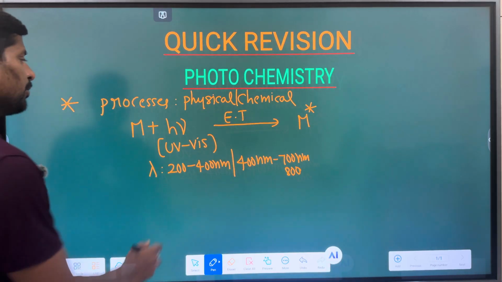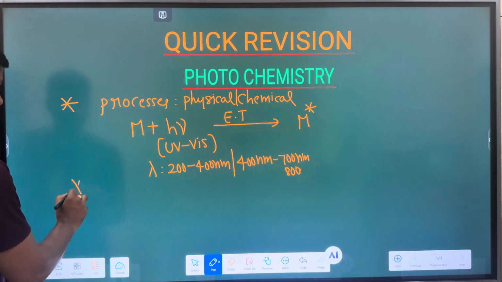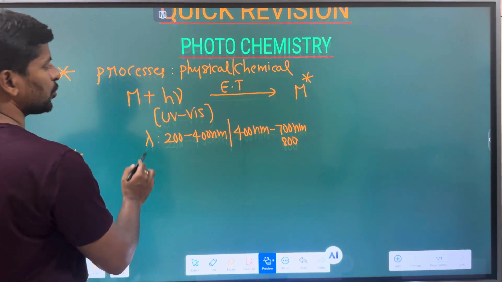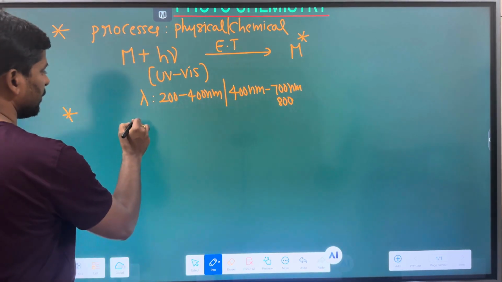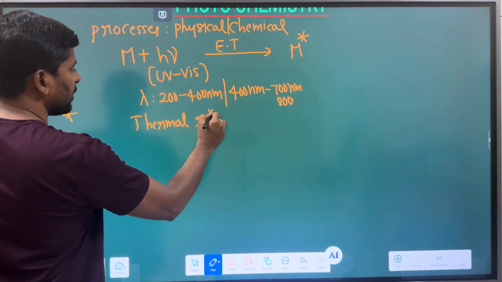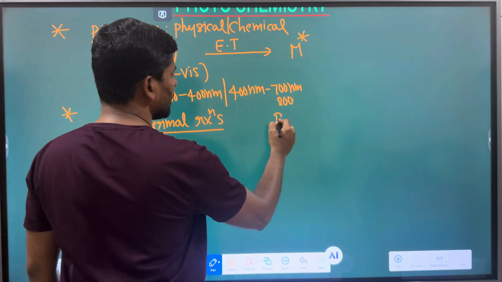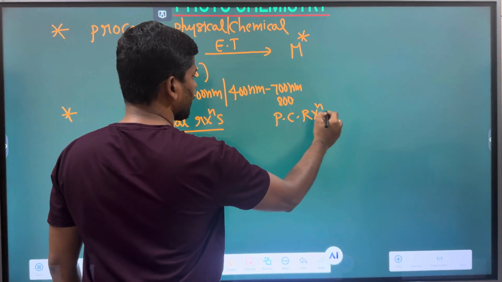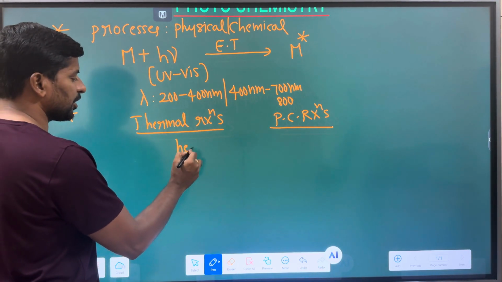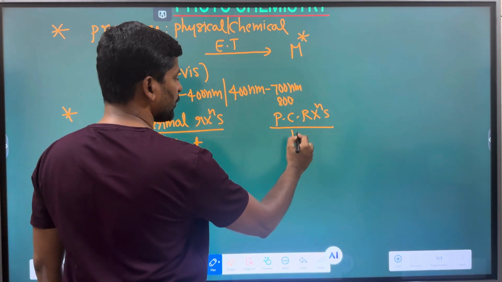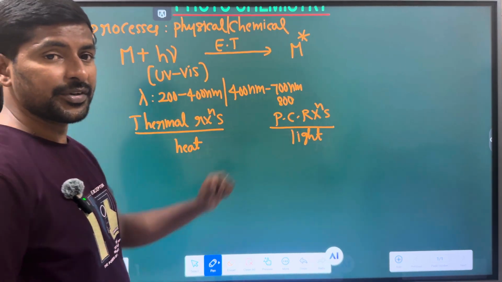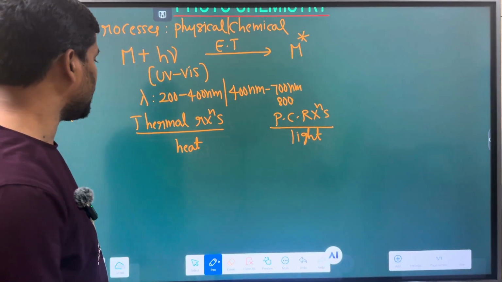Okay. So before going to photochemistry, let us see some of the differences between thermal reactions and photochemical reactions. What about the energy source? In thermal reactions the energy source is heat, and in photochemical reactions it is light. Here the activation energy required is given in the form of heat. Here the activation energy required is given in the form of light.